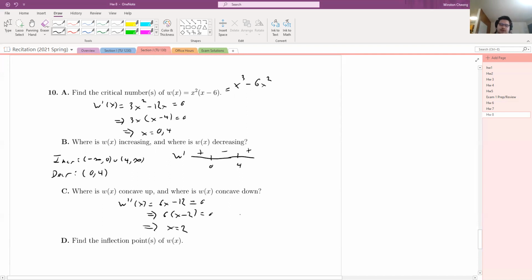And the reason that I'm solving for it equal to 0 is so that I get my divider for the sign chart of w double prime. Okay, from here I can then pretty quickly see this, right? These are the signs. And so that's going to tell me concave up and concave down. And I'll use this abbreviation, concave up, concave down. Typically I don't use that, but I don't know, maybe I'll get used to it eventually.